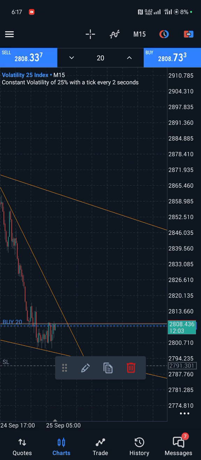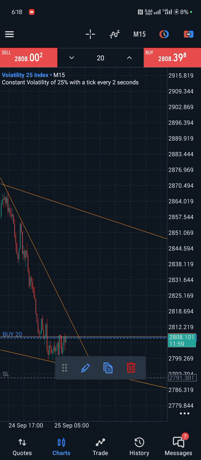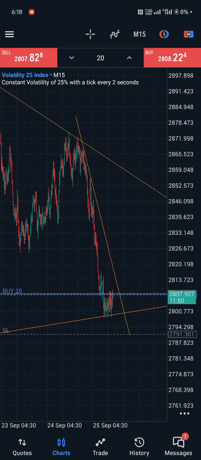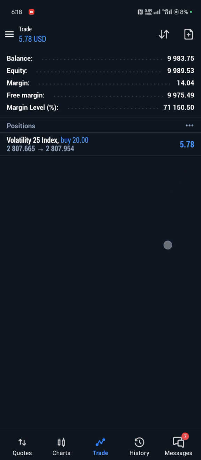But now, let's talk about partial profit. This is how partial profit works. It's actually a different scenario from locking entry or whatever. So what am I going to do here?